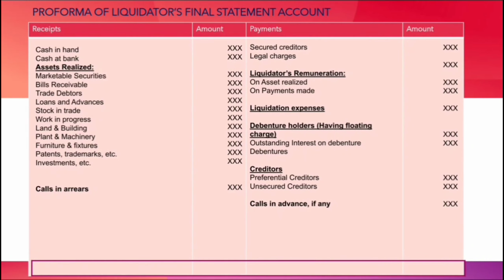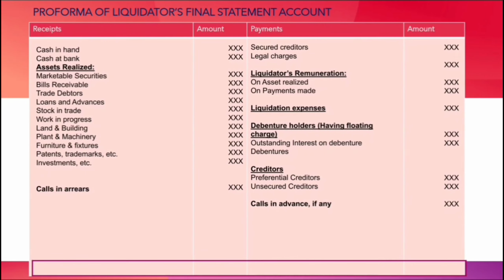The next payment is to be made to the preference shareholders. While making payment to the preference shareholders, if they are cumulative preference shares and there are any arrears of preference dividends from past years, that has to be paid first. After paying the arrears of dividend to the cumulative preference shareholders, the preference share capital shall be paid.